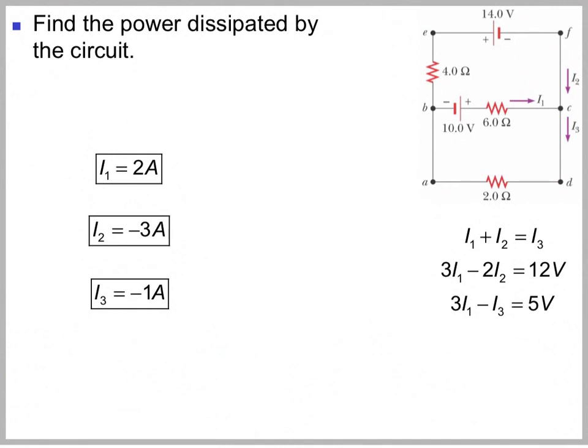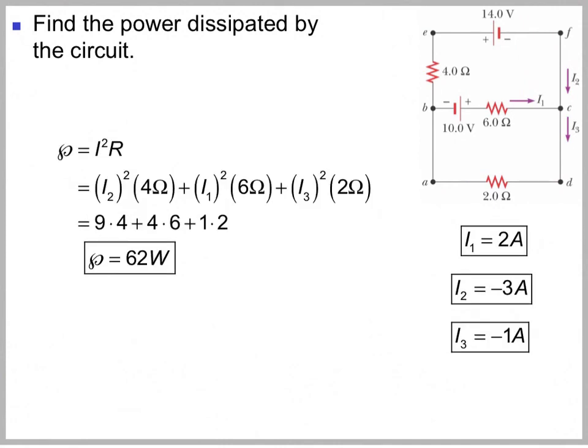Now we can find the power dissipated by the circuit. Power, we said, is I squared R. So in this upper branch here, I've got I2 squared times 4 ohms, which would be 9 times 4. In this branch, I1 squared times 6 ohms, which is going to be 4 times 6. And down here we have I3 squared times 2 ohms, which is going to be 1 times 2. We add those all together, we get 62 watts is the power dissipated by the circuit.